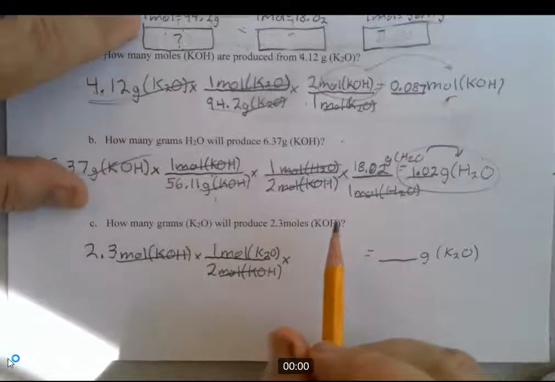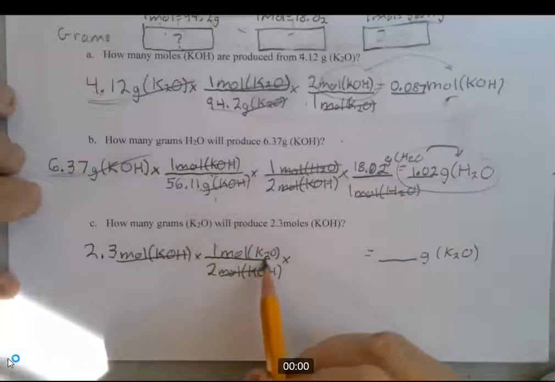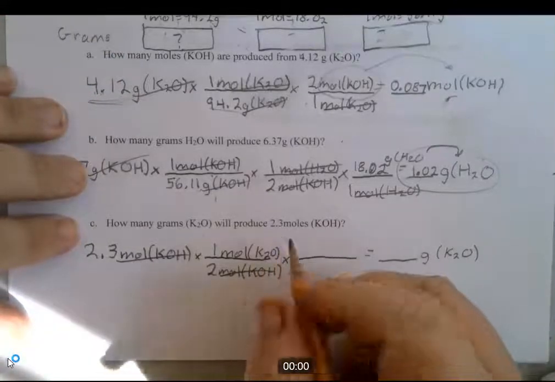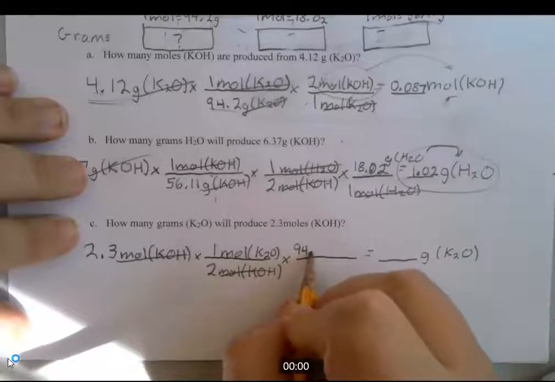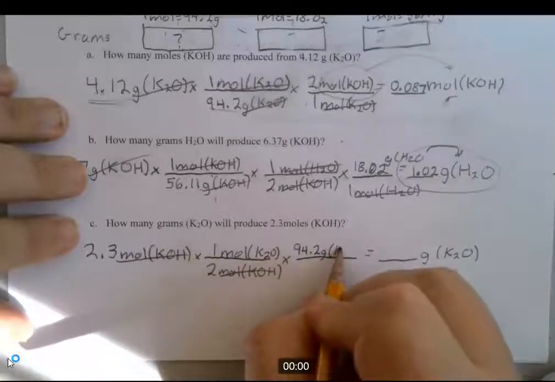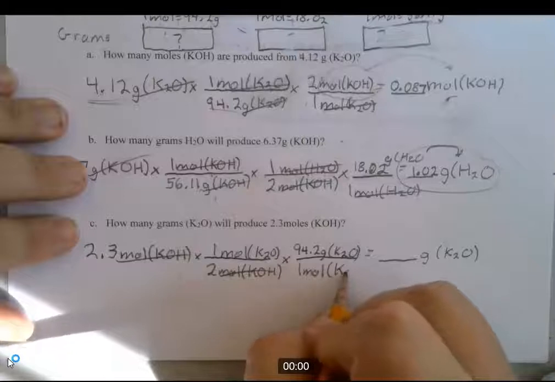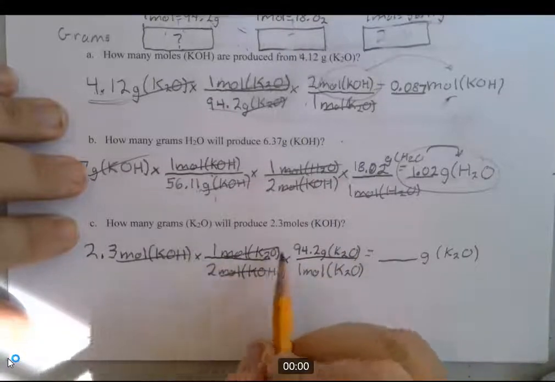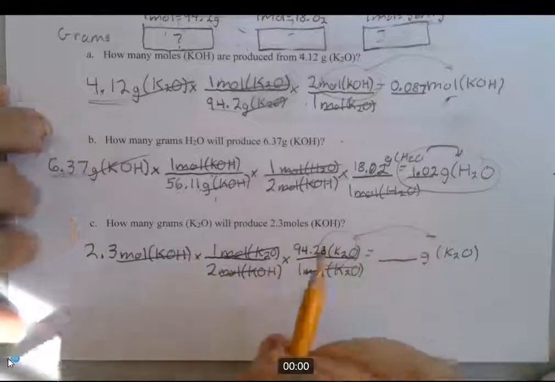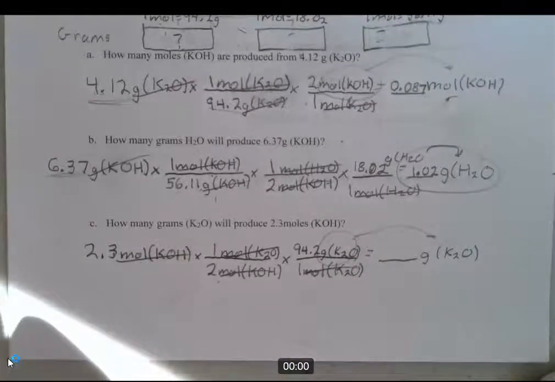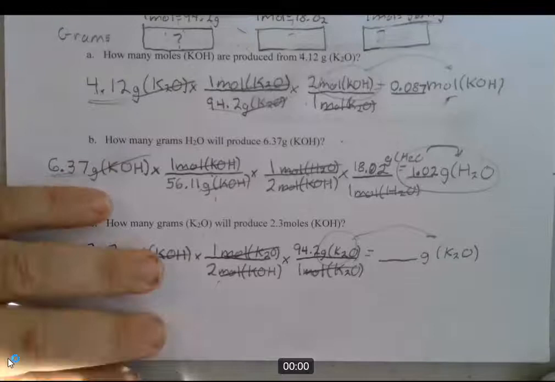Okay, now the last conversion's coming out using the molar mass. I need moles of K2O to cancel, so that mole is going to be on the bottom, and the grams is going to be the last man standing on the top. Moles of K2O, last man standing right there. So it's 2.3 times 1 times 94.2 divided by 2 divided by 1. And I get 108.33 grams.